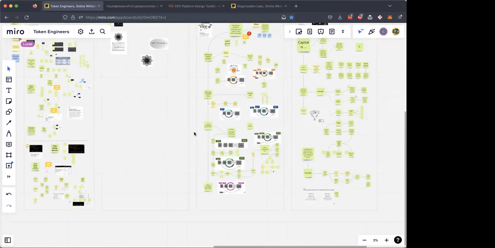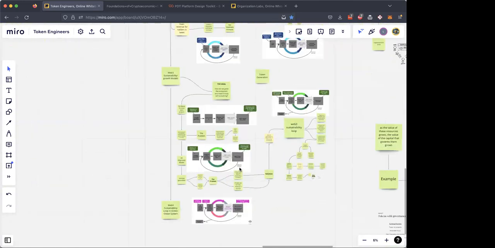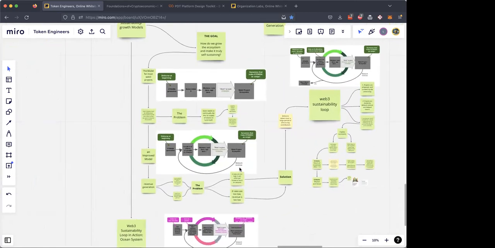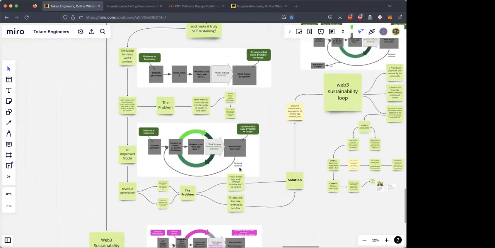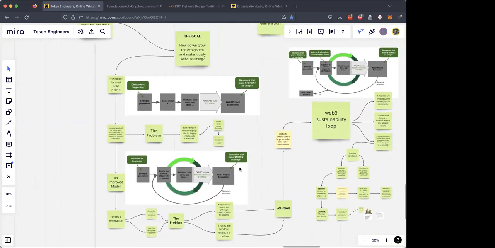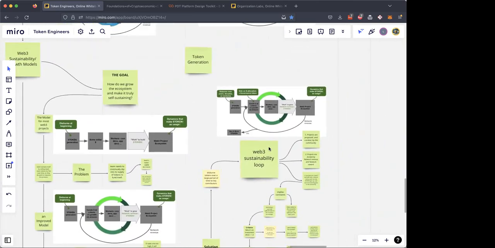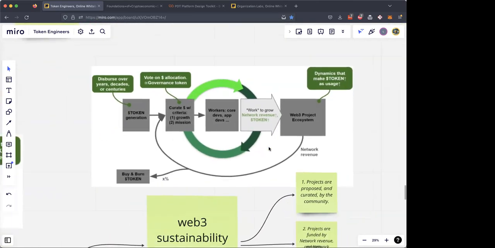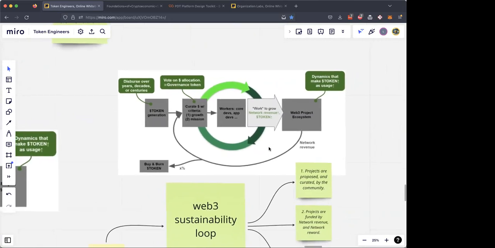And what Trent does is, by looking at these models, tries to understand, okay, what does the same model look like in token ecosystems? And I think we're all intuitively familiar with the model by now. So I'm going to jump into here. I think this was it. The Web3 sustainability loop. What does it look like?